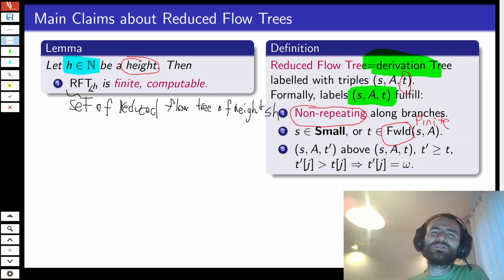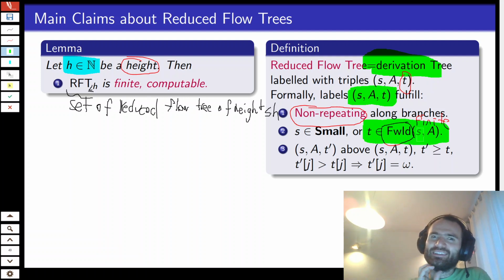And of course, it's computable. I just write down all the derivation trees, right? There is no problem. The one thing I should say is, when we say this is computable, we have to check this condition here. But this condition we can check because for large configurations, forward ideal is computable by assumption.